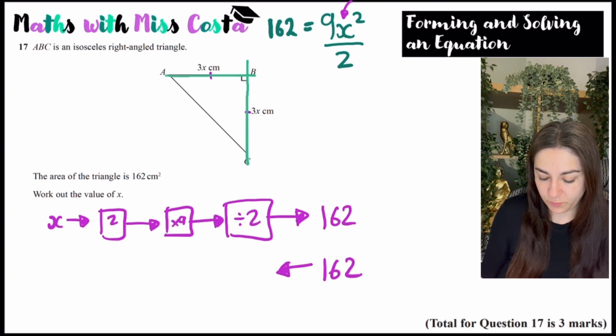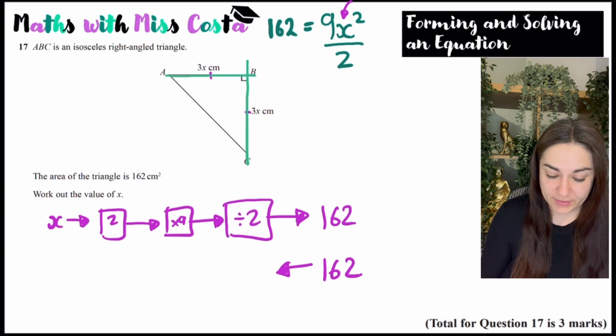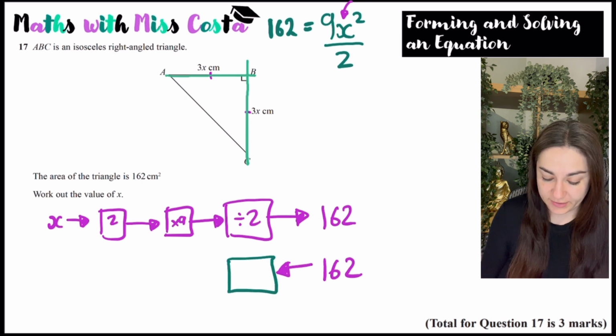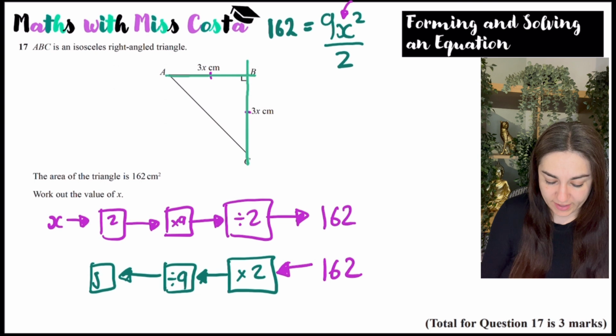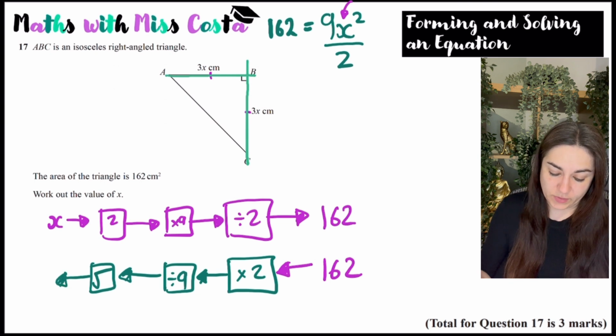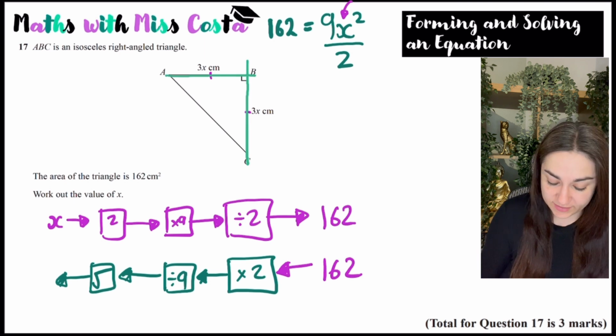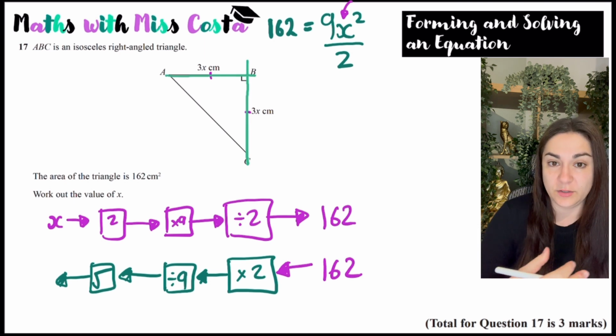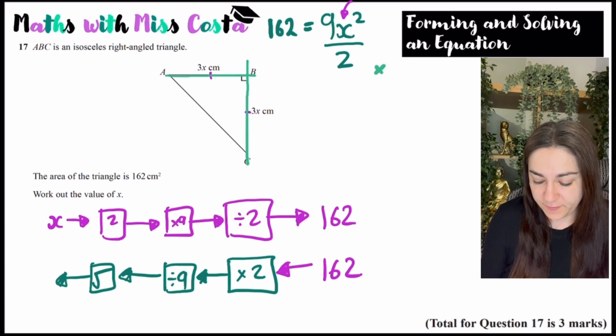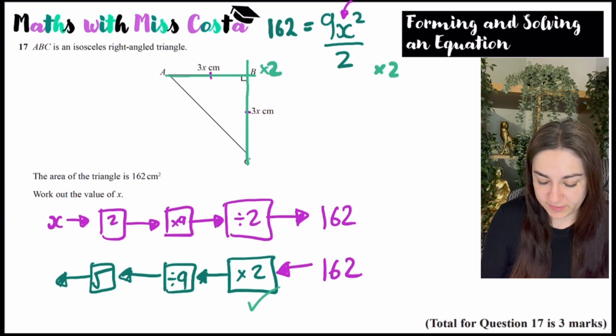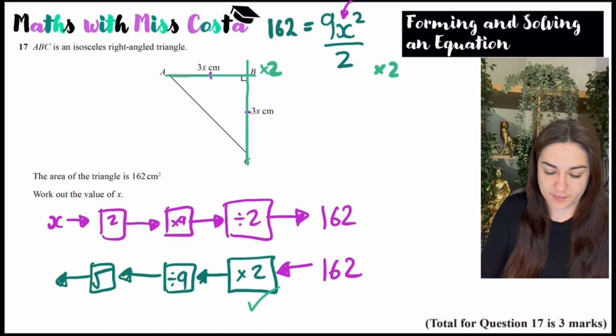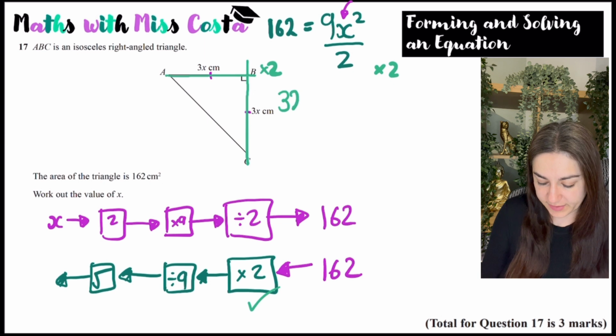So to work out what x is, I'm going to go backwards using the function machine and do the inverse operation. The inverse of dividing by 2 is timesing by 2. The inverse of timesing by 9 is dividing by 9. And the inverse of squaring is square rooting. And that's going to tell me what x is. You can use the function machine to determine what you do first, or you can just use the inverse laws of BIDMAS. So the first thing I'm going to do to solve x is times by 2, just like it tells me here. So 162 times by 2 is 324.